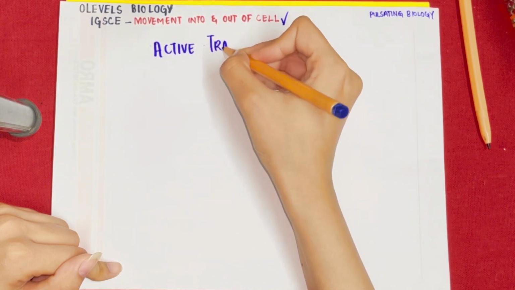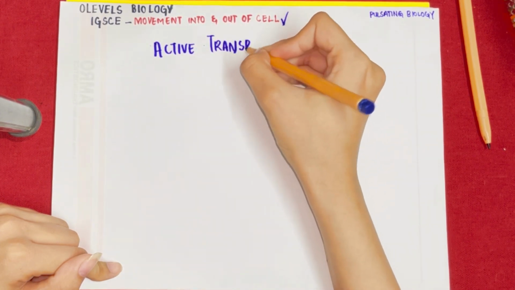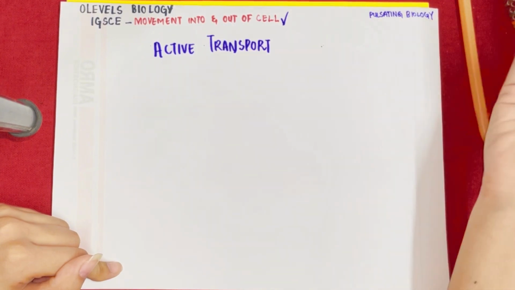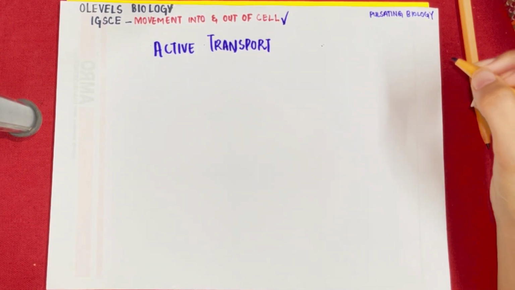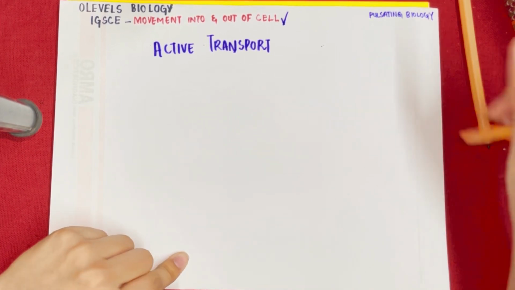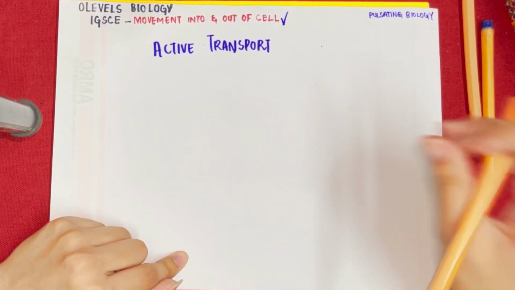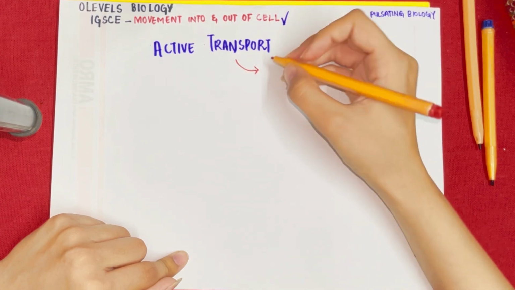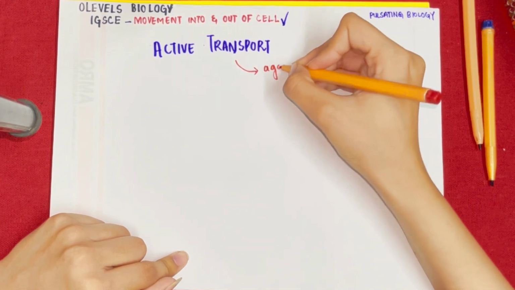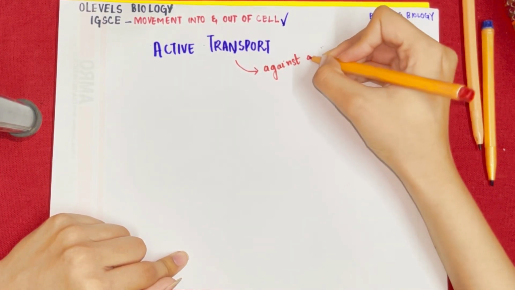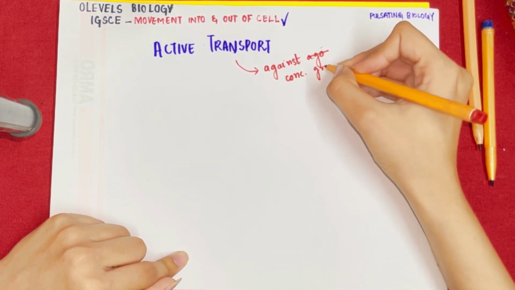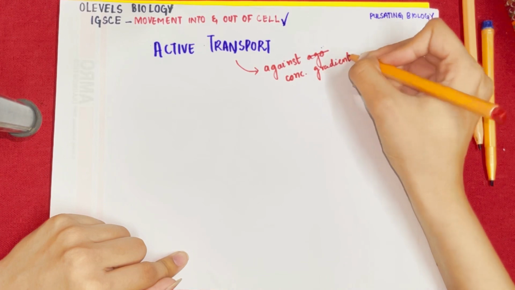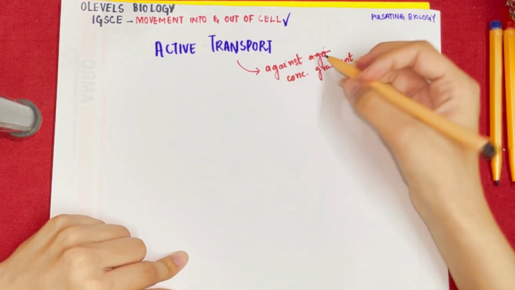Active transport is a process that is required by the majority of the metabolic processes to take place. Well, what is new about active transport? The fun fact about active transport is that it works against the concentration gradient. And how does it do so? It does so with the help of energy.